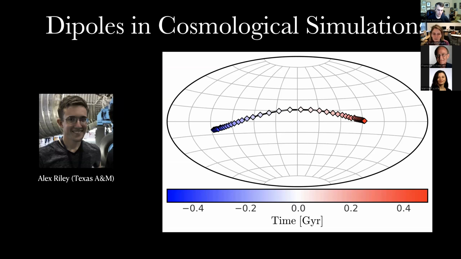And so just a preliminary result from Alex here, where he's showing you the motion of the LMC analog across the sky over time. So this is the LMC's orbit, and time here is 0 at pericenter, the first pericentric passage of the LMC analog. And so this is before pericenter and after pericenter. And what he did was measure a velocity dipole in this simulation as a function of time.